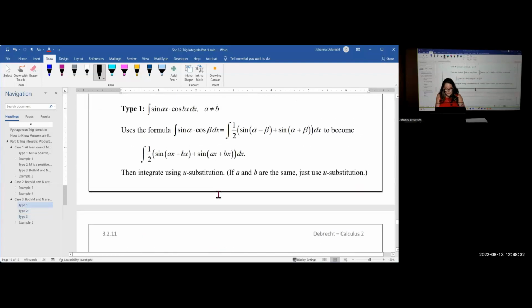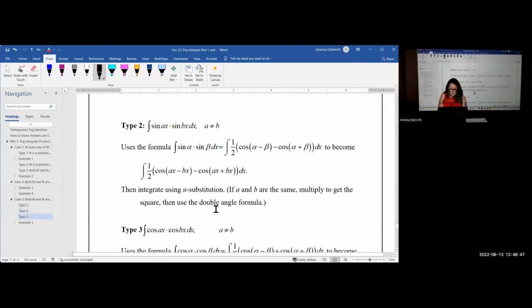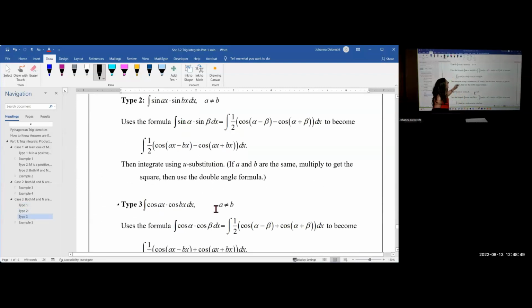Now, this was a product of sine and cosine where the arguments didn't match. What other options are there? Well, I could have sine times sine where the arguments don't match. So that would be type 2. I've got a sine of ax and a sine of bx, and a and b don't match. So this could be something like sine of 2x times the sine of 5x. 2x and 5x don't match. I can't combine them. They're different.